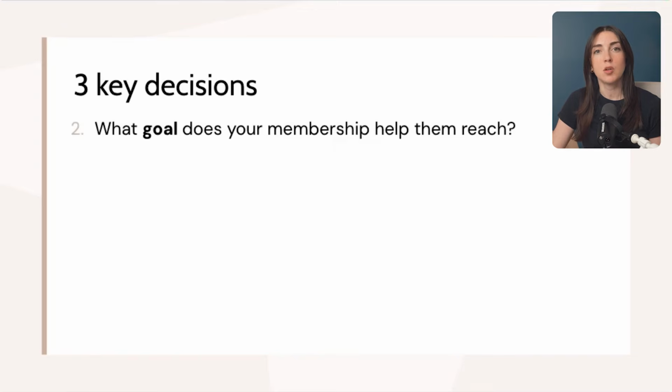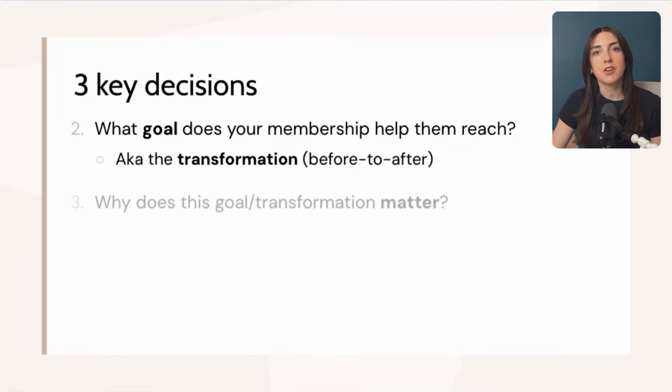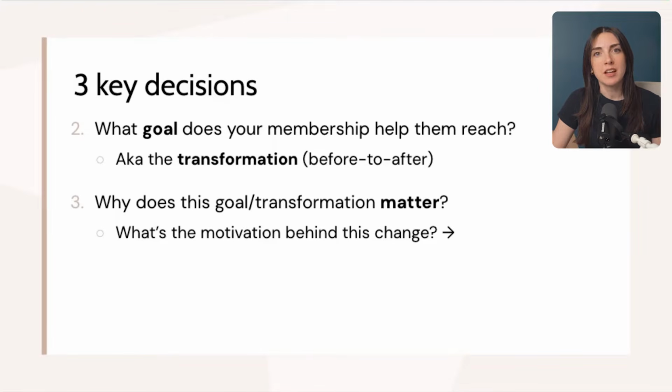And my pro tip is to choose a real short phrase that members of your audience would actually use to describe themselves, rather than getting caught up in a very long description or marketing jargon. The second key decision is the goal that your membership helps buyers reach. And you can also think of this as a before to after transformation. The third key piece is why that goal or transformation matters. And this is the motivation that drives your audience to want to make this change.